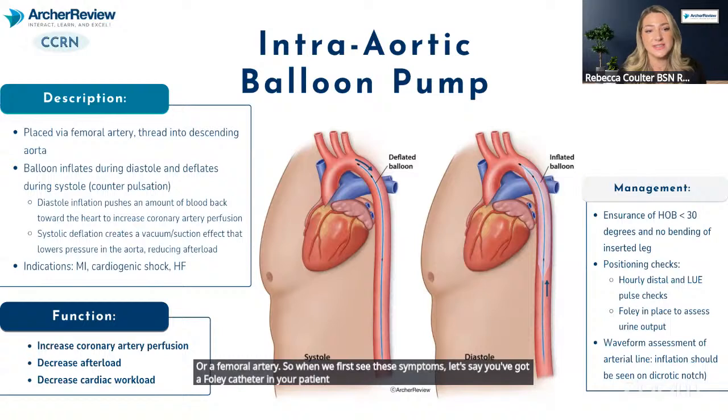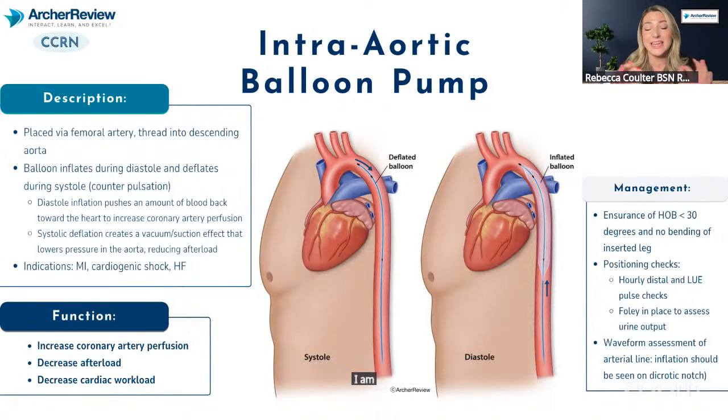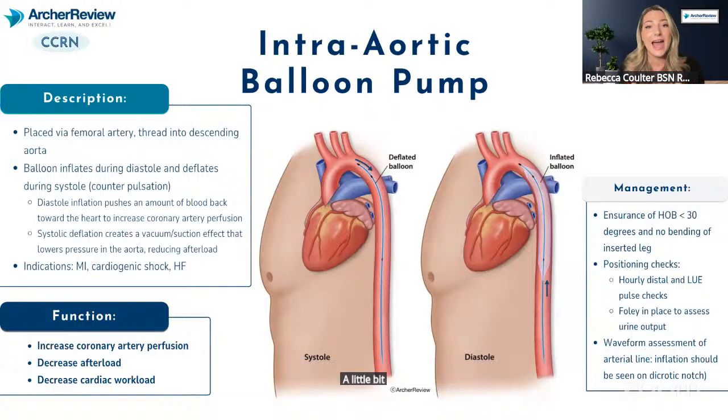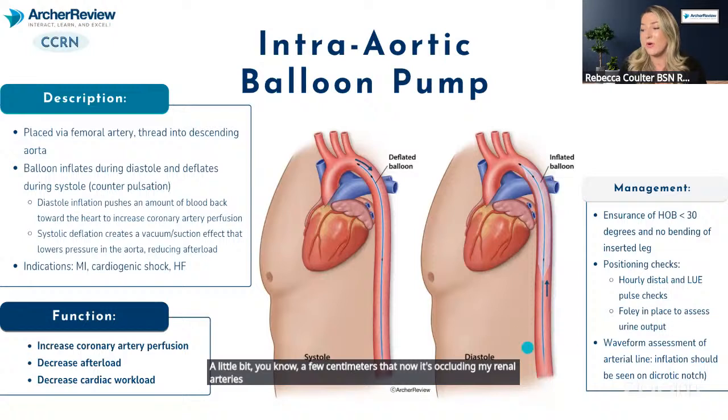So when we first see these symptoms, let's say you've got a Foley catheter in your patient and you first see the symptom of, oh, wow, last hour we had 60 milliliters of urine output and this hour we only have 10. I am thinking first and foremost, is my balloon pump in the right position? Did it get withdrawn out of the patient a little bit, a few centimeters, that now it's occluding my renal arteries that hang off the descending aorta?